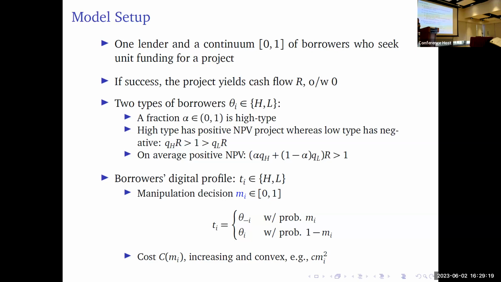And manipulation is costly. If I am, let's say, an Android user, and now I want to switch to an iPhone so that I can get a loan on the platform, then I need to pay some costs. Okay? So that is one interpretation of this cost. Another interpretation is a reputation cost, or you might go to jail, or nothing punishes you. So that is the manipulation.